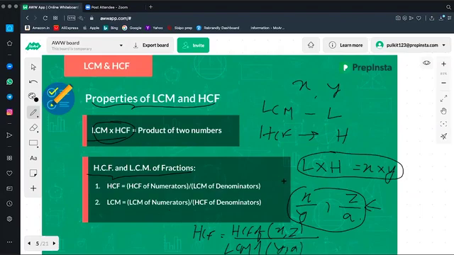Similarly, to find the LCM, it would be LCM of the numerators, that is X comma Z, upon HCF of Y comma A. Is this clear to you guys, everyone? Okay.